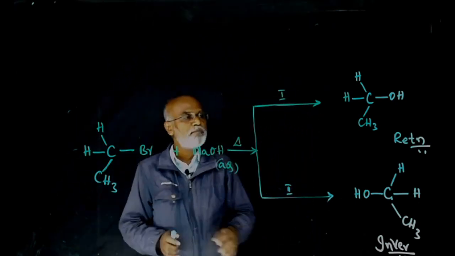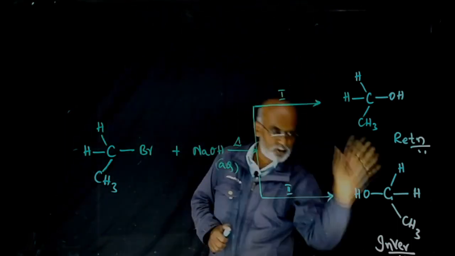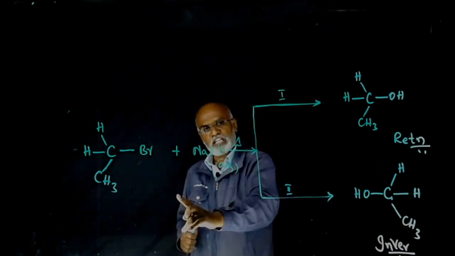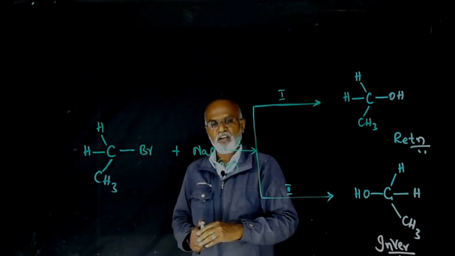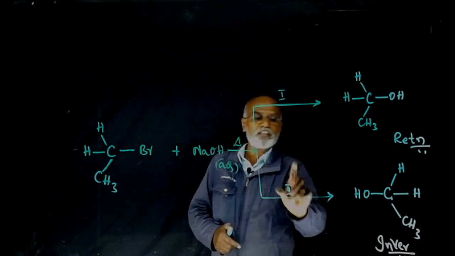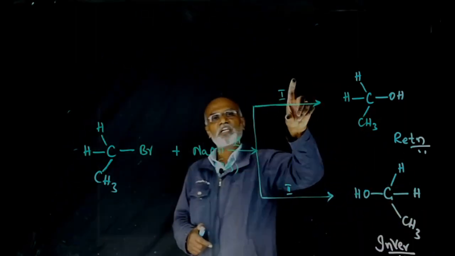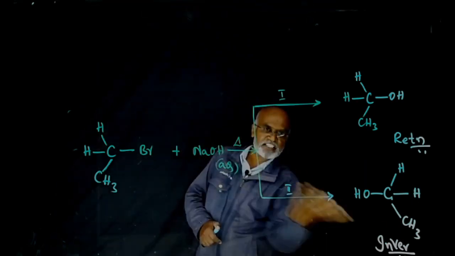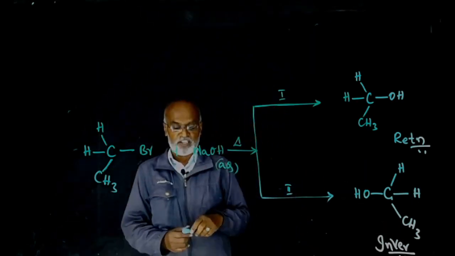I mean to say, when we get only structure 1 without structure 2, then the reaction has proceeded with the retention of configuration. On the other hand, when we get only structure 2 without getting structure 1, then we say that the reaction has proceeded with the inversion of configuration.